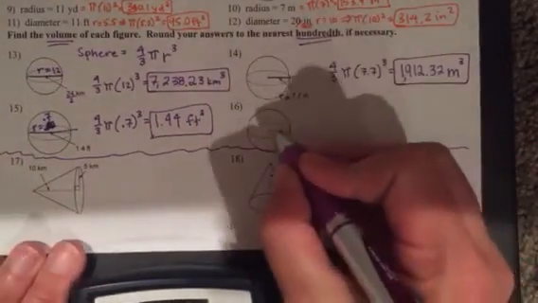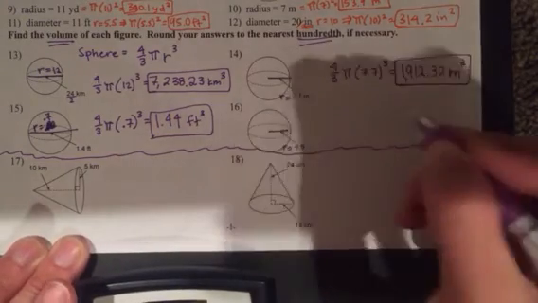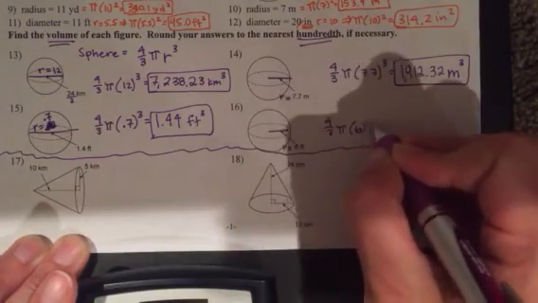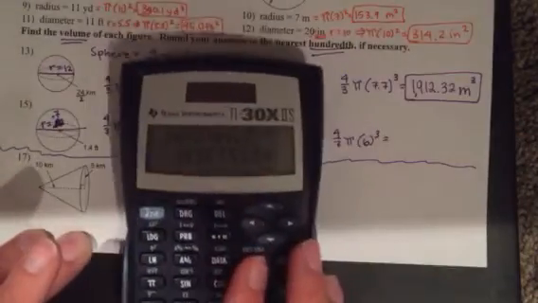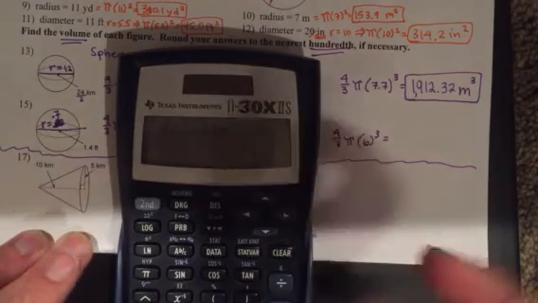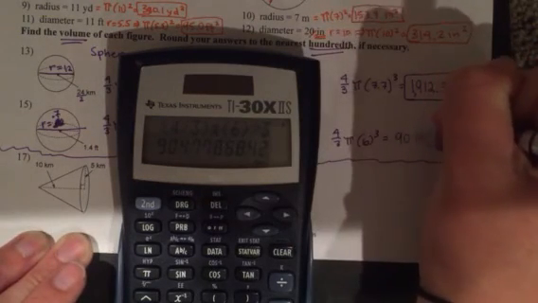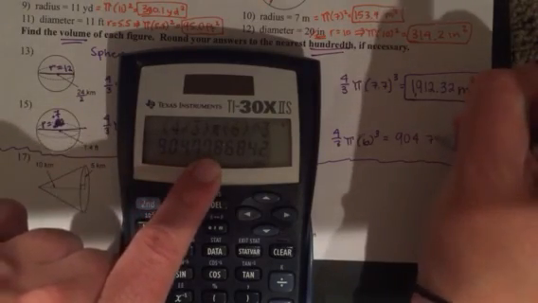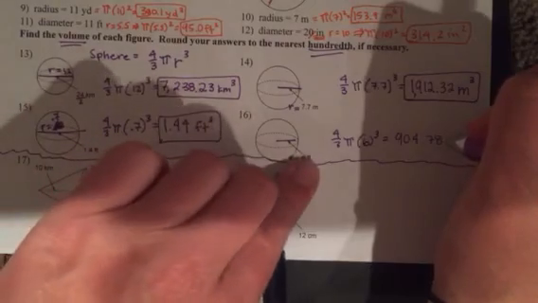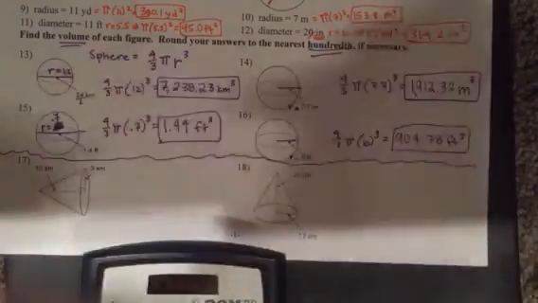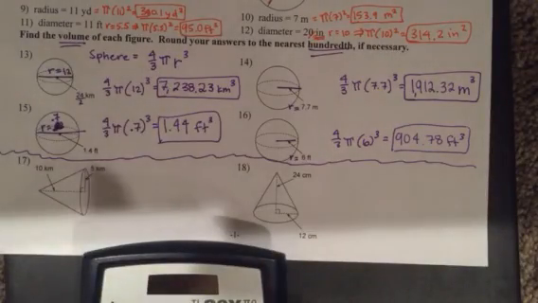Next sphere, our radius is 6. 4/3 pi, I plug in r, cubed equals 4 divided by 3 pi r to the power of 3 equals 904.7. My second number is going to round up to an 8 feet cubed. And that is how you find the volume of a sphere.